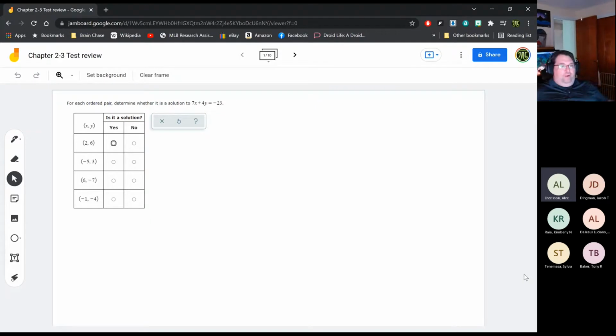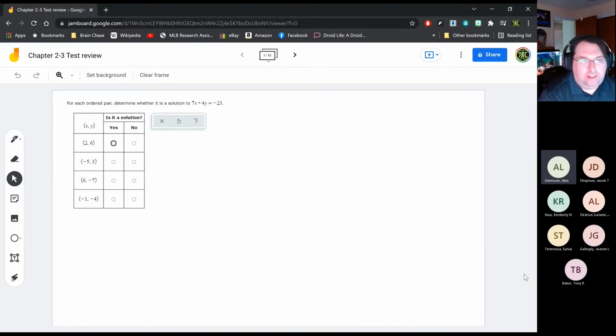All right, so the test is 10 questions. It goes through the linear equations, solving them, and doing some graphs, and then a couple of the word problem topics. So let's look at the first one. The first question is looking at determining which one is the solution to the equation.